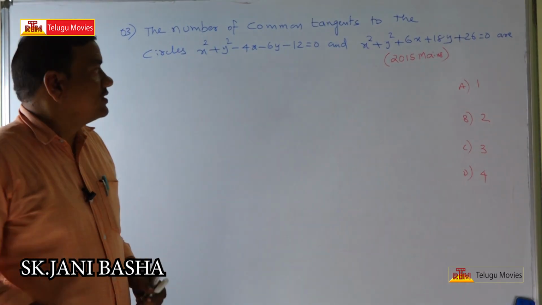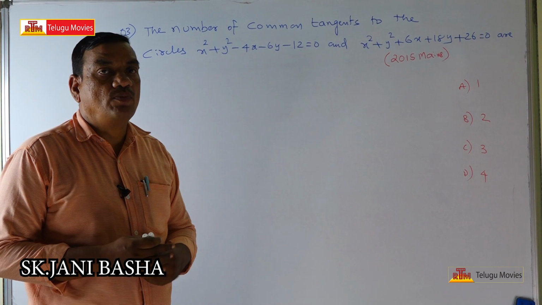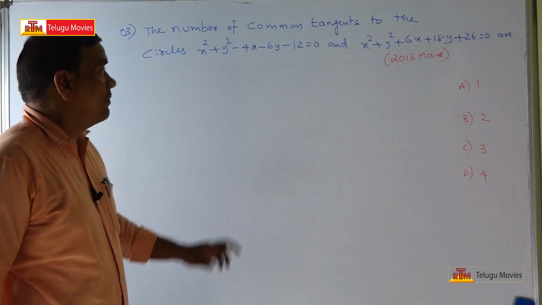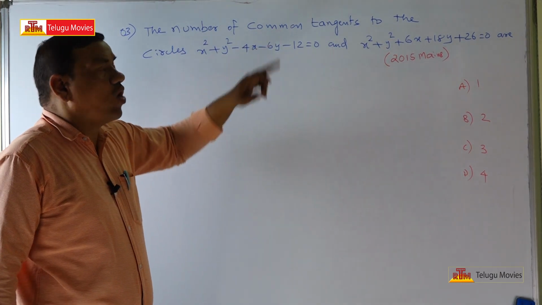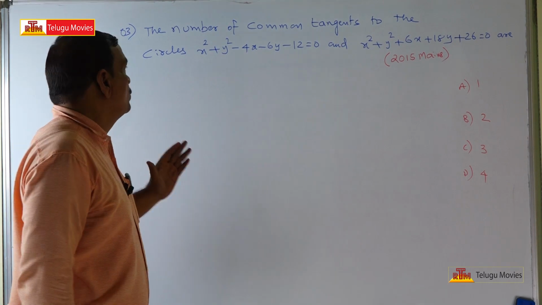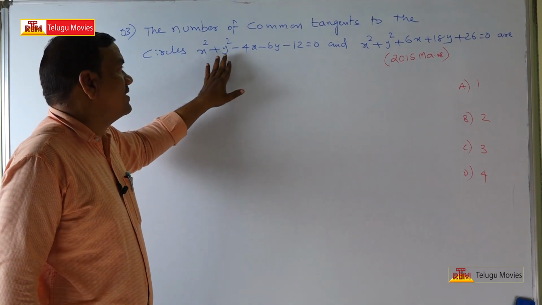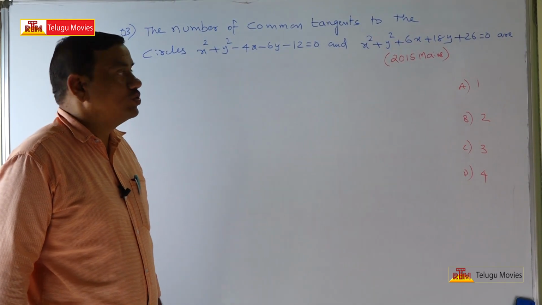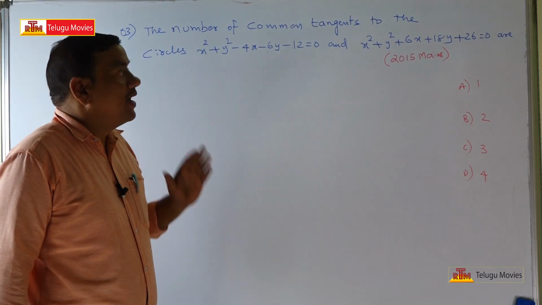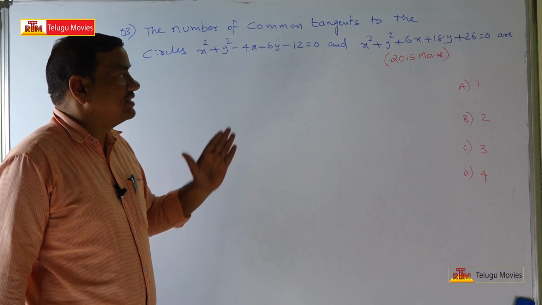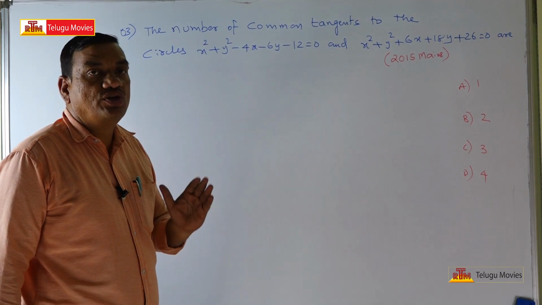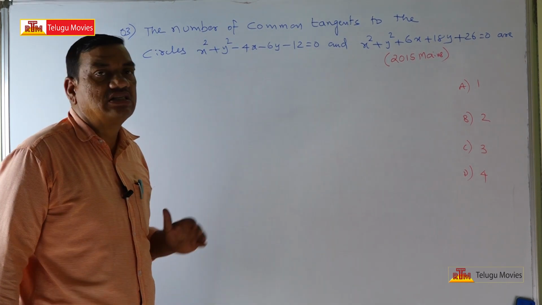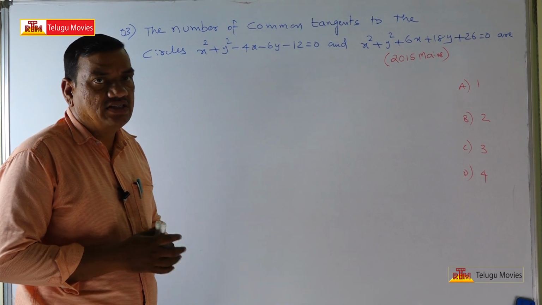So dear students, welcome to the third problem. The third problem is: the number of common tangents to the circles x square plus y square minus 4x minus 6y minus 12 is equal to 0 and x square plus y square plus 6x plus 18y plus 26 is equal to 0. There are 2 circles. How many common tangents will there be?